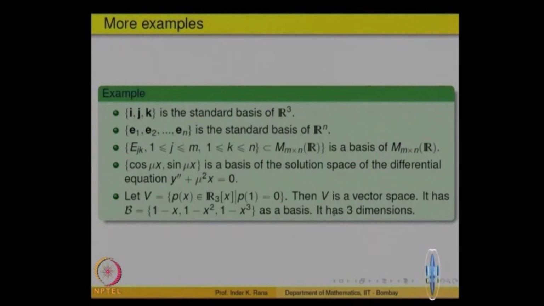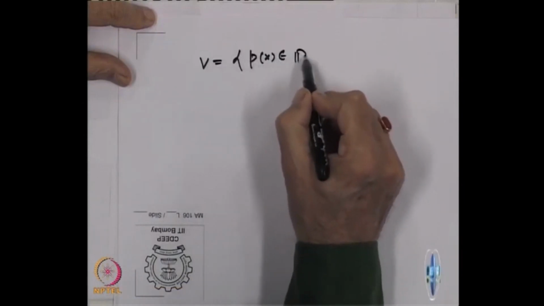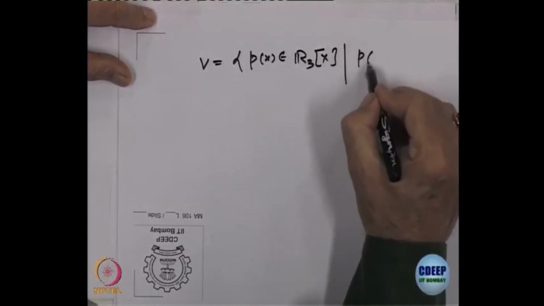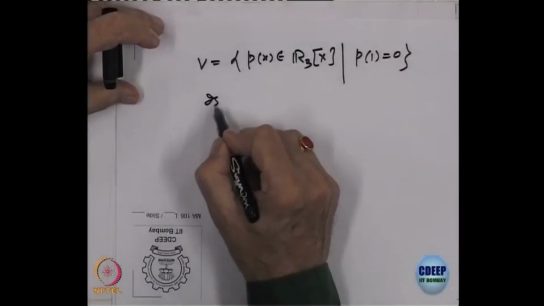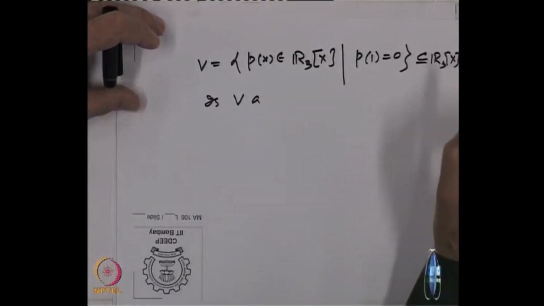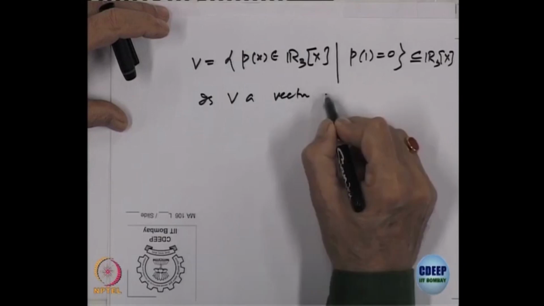Let us look at all polynomials of degree less than or equal to 3 with p(1) equal to 0. Let us discuss this. So, I am looking at the space V, all polynomials p(x) belonging to R_3[x] such that p(1), the value at 1, is 0. First of all, this is a subset of R_3[x], right. So, is V a vector space or vector subspace?